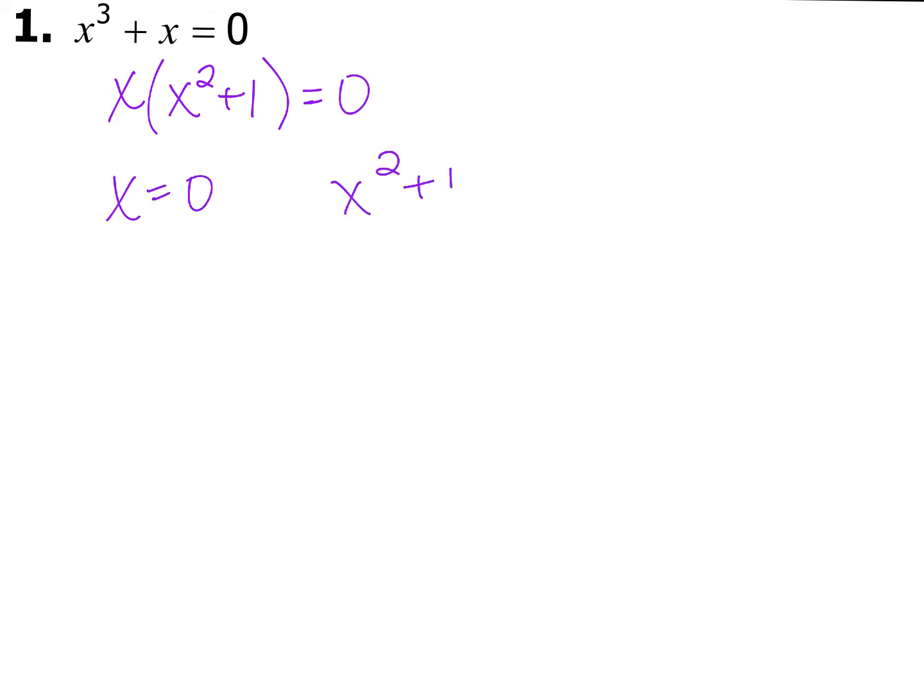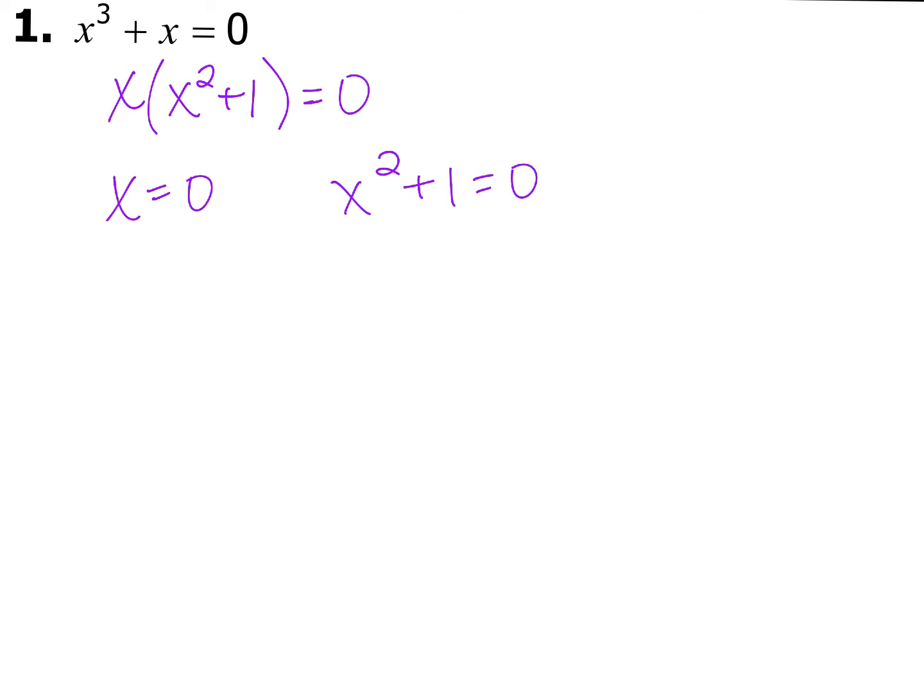Jumping straight in, we have number 1, x cubed plus x is equal to 0. I must factor it first. Well, I can factor this using a greatest common factor. The greatest common factor is x. So I have x times (x squared plus 1), and that is equal to 0. Once again, we must set our factors equal to 0. So I have x equals 0, and x squared plus 1 is equal to 0.